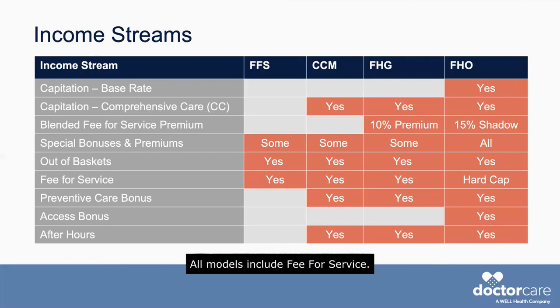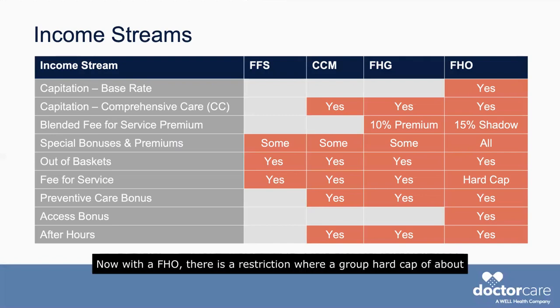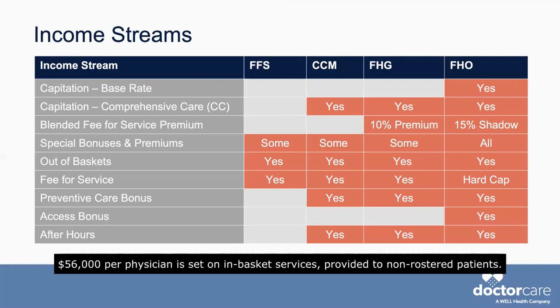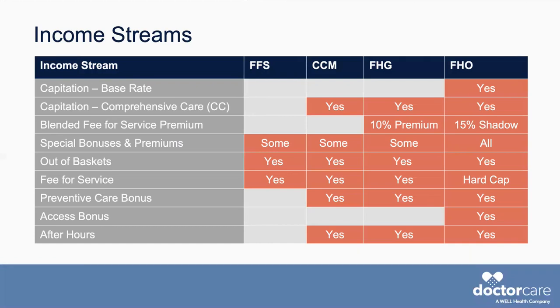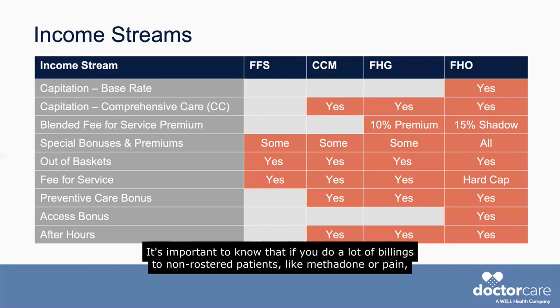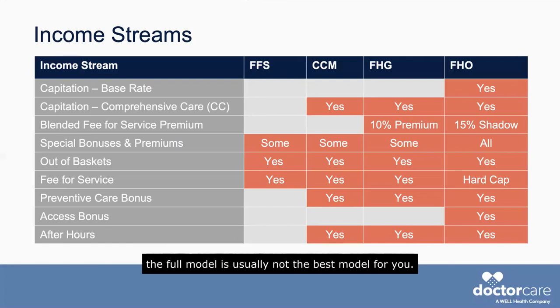All models include fee-for-service. Now, with a FO, there is a restriction where a group hard cap of about $56,000 per physician is set on in-basket services provided to non-rostered patients. Anytime a group goes over this cumulative hard cap, which is rare in my experience, the group will be asked to pay the overage back in full to the ministry. It's important to know that if you do a lot of billings to non-rostered patients, like methadone or pain, the FO model is usually not the best model for you.